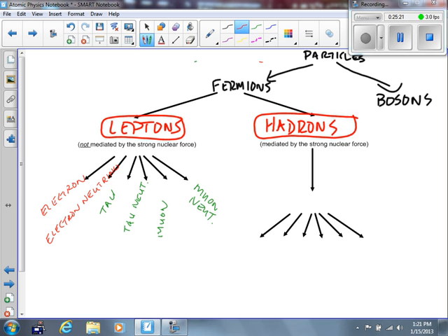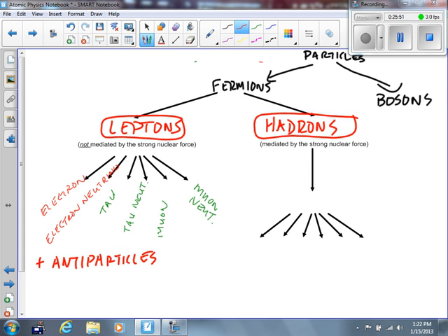Plus the antiparticles of all those. What's the antiparticle of an electron? Positron, an anti-electron or positron. What's the antiparticle of a neutrino? The antineutrino, or the electron antineutrino. You could have the anti-tau, the anti-tau neutrino, the anti-muon, the anti-muon neutrino, although you don't need to know about those.